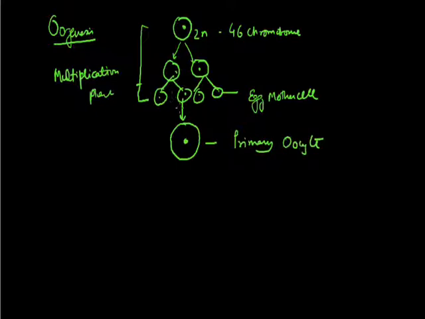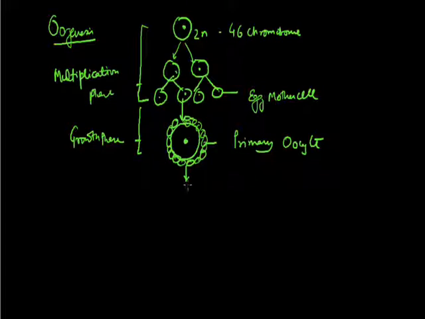Rest of the cell will not develop into the primary oocyte, rather they will surround it, resulting in formation of graafian follicle. This period is of around 15 years, a very long period, development of primary oocyte. So we call it a growth phase. Ultimately, it is matured and now divides meiotically.